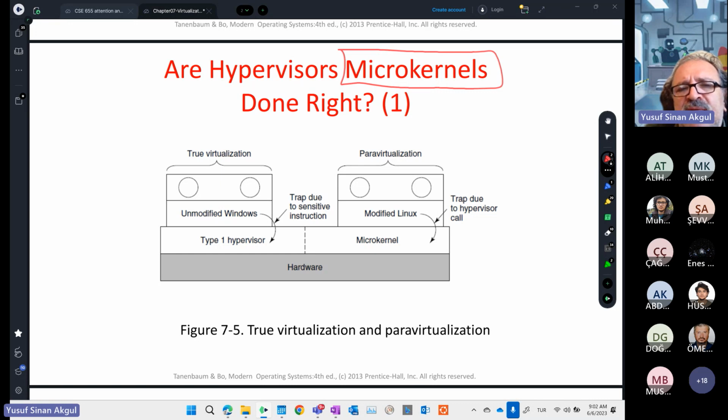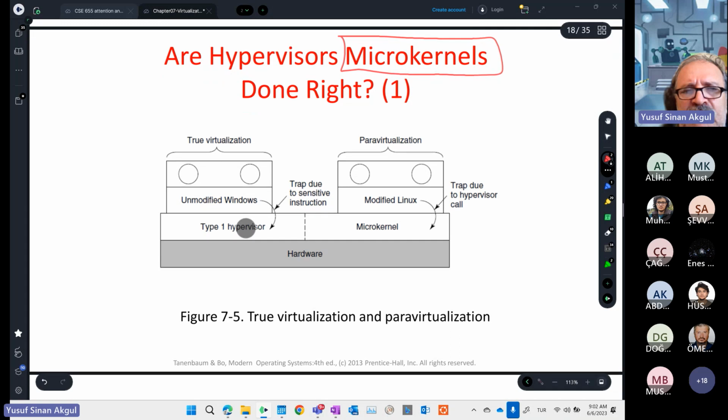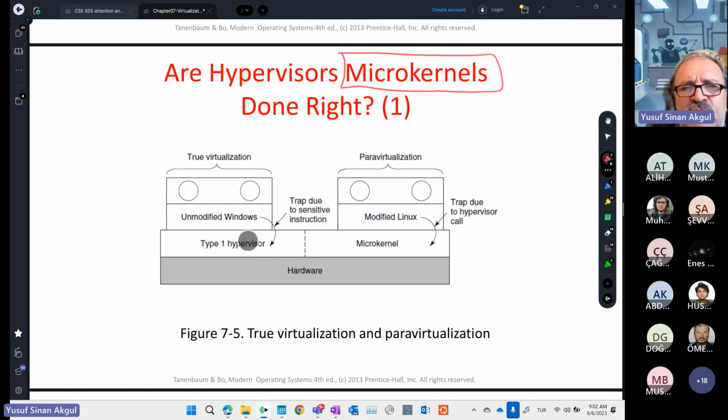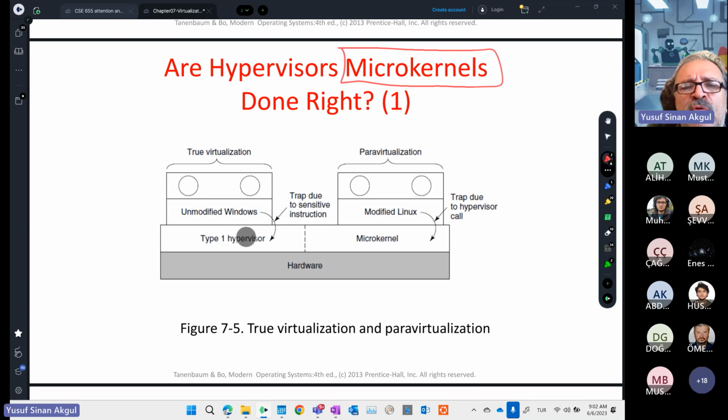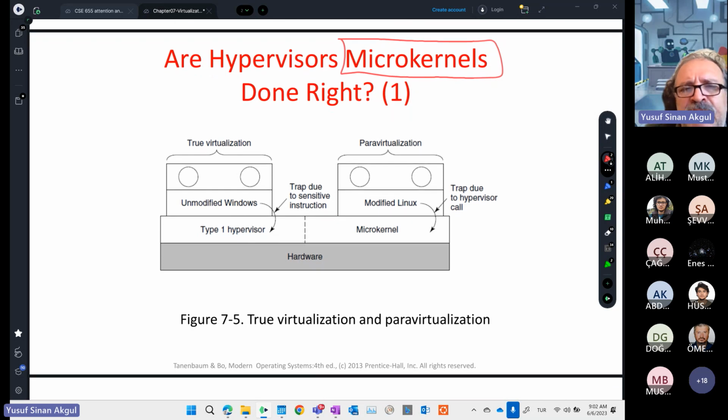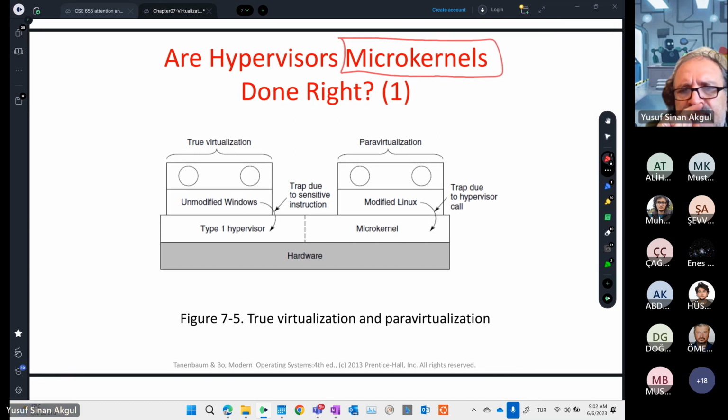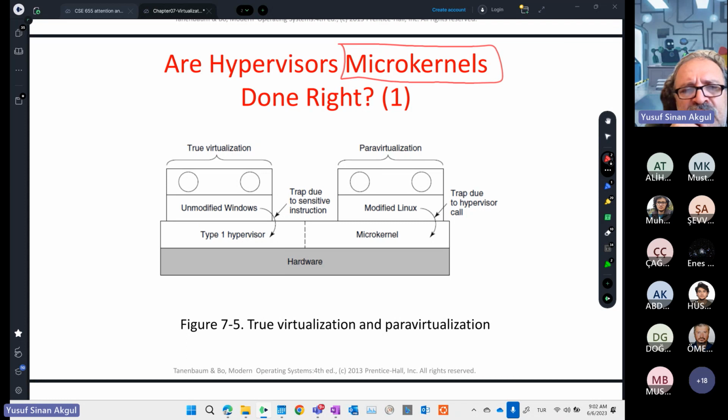Some people say, aren't the hypervisors like microkernels? Okay, this is like an operating system, right? A very simplified operating system. It includes only the necessary services to use the privileged hardware. The rest of the stuff is in the operating system. So maybe the hypervisors are microkernels. We can consider them as microkernels, especially with para-virtualization.